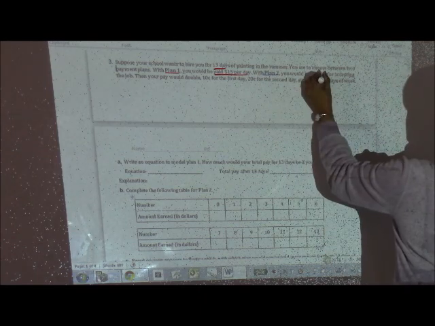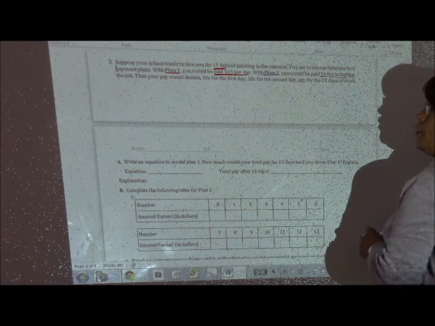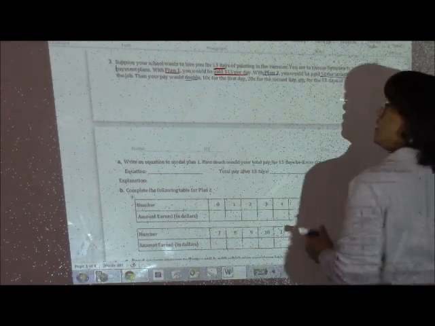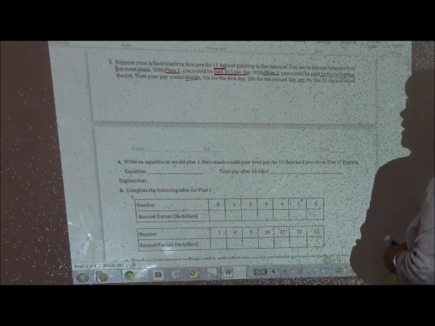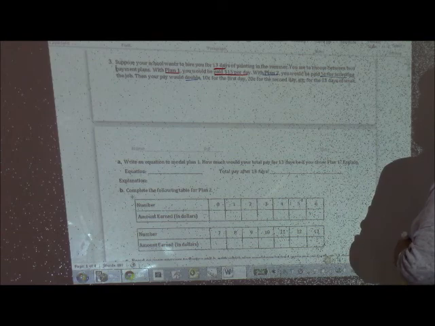you'll be paid 5 cents for accepting the job. Then your pay would double. 10 cents for the first day, 20 cents for the second day, etc. for the 13 days of work.